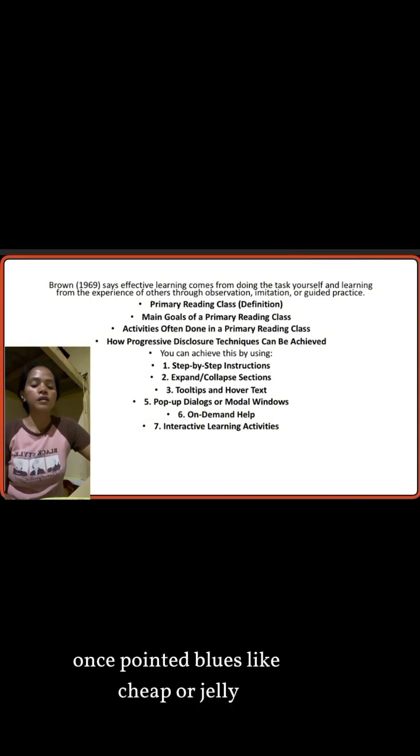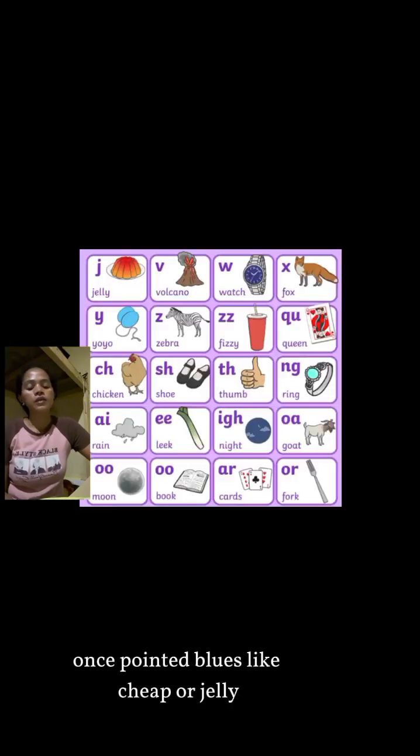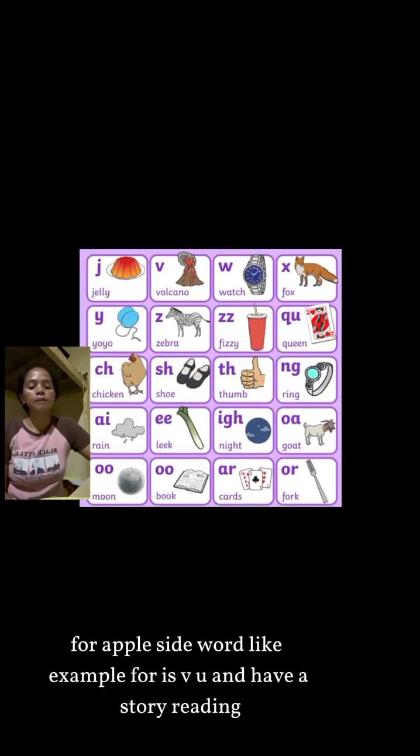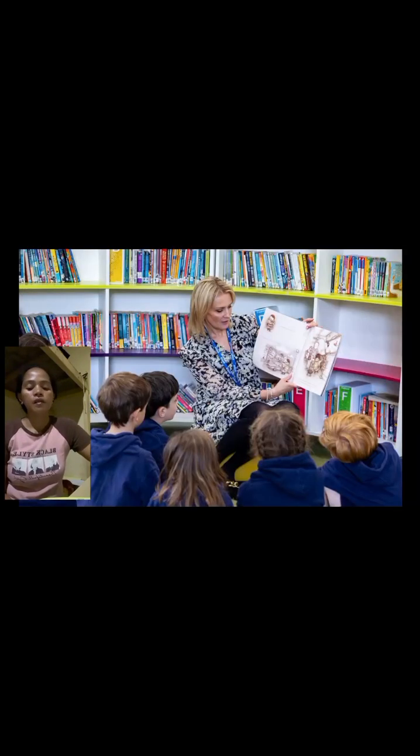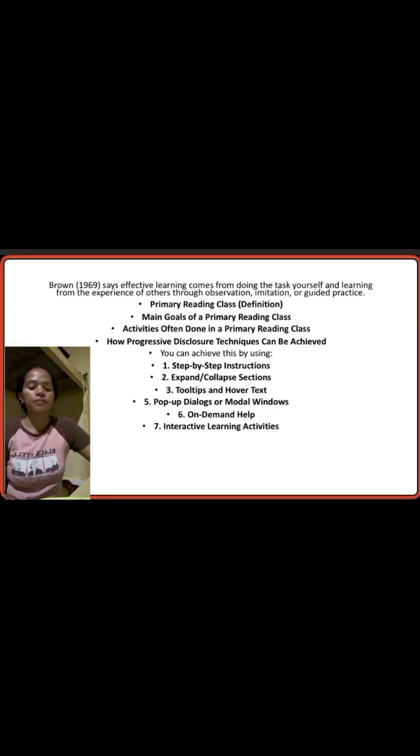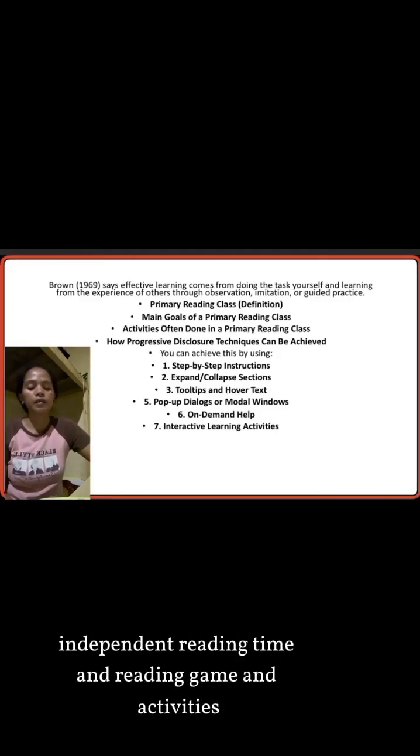We also have activities often done in a primary reading class. One is phonics drills, like J for jelly, A for apple. Sight words, for example is, we, you, and have. Story reading, like reading in the park, the camping trip, and marching with words. Guided reading with the teacher, independent reading time, and reading games and activities.